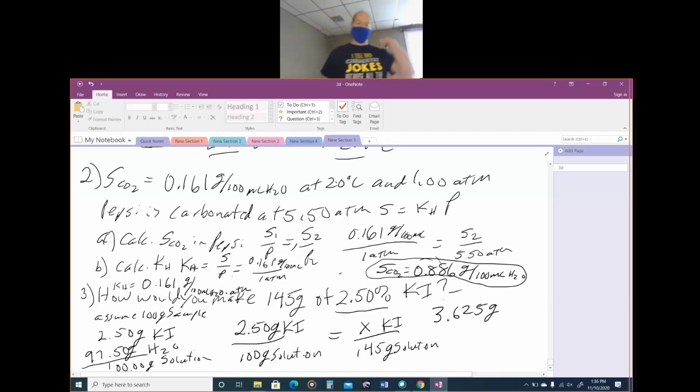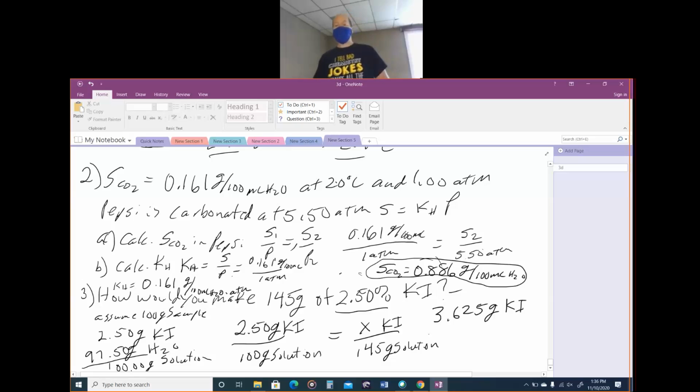In sig figs, it should be 3 sig figs, 3.63. I'm not going to take off for sig figs unless it is ridiculous. But if it's supposed to be 3 and you gave 4, that is fine. Depending on the balance you're using, if you're using a 4 decimal place balance, this works great. If you only have a 2 decimal place balance, no need to give that third decimal. But if you say, how do you make it? Well, you make it 3.625 grams KI. That is not how you make anything. That is an amount of KI.